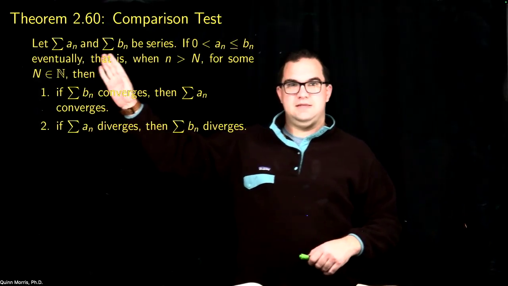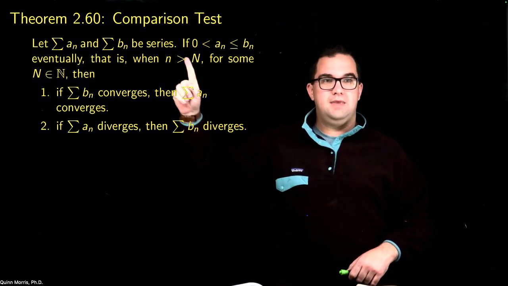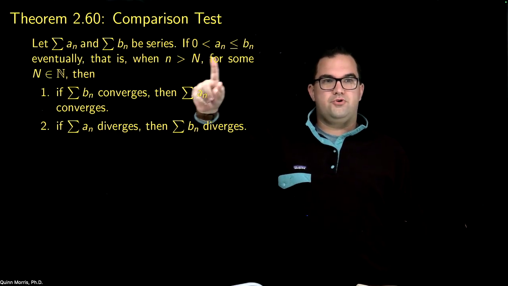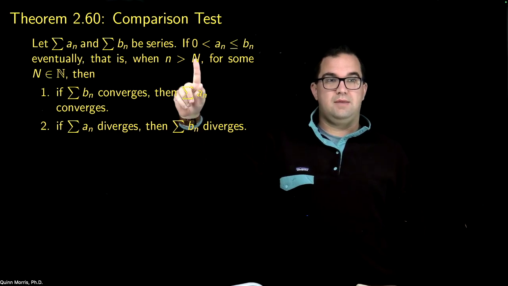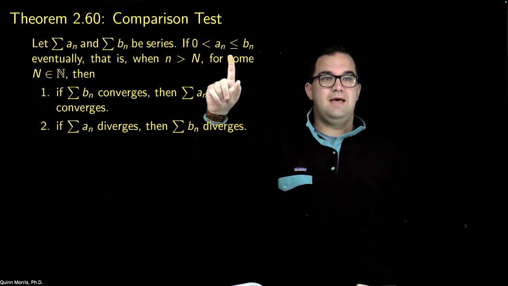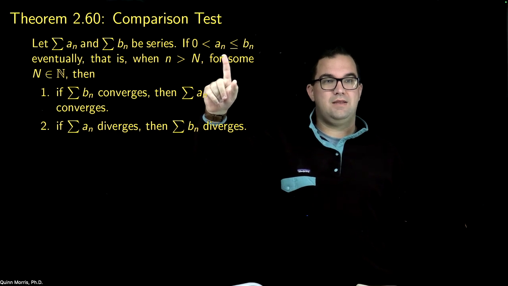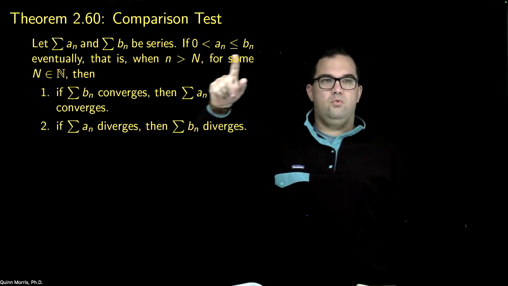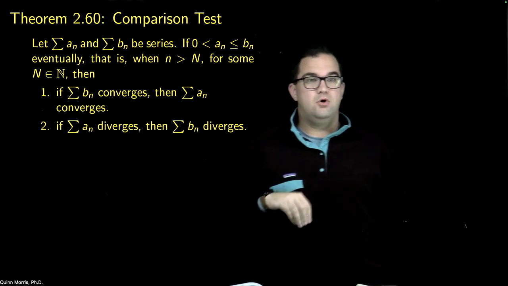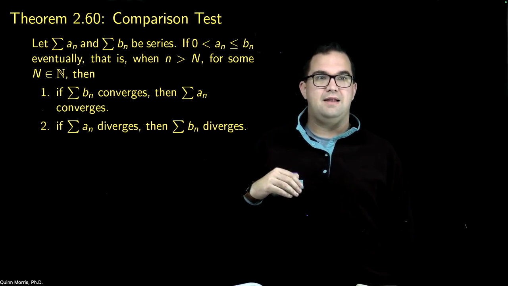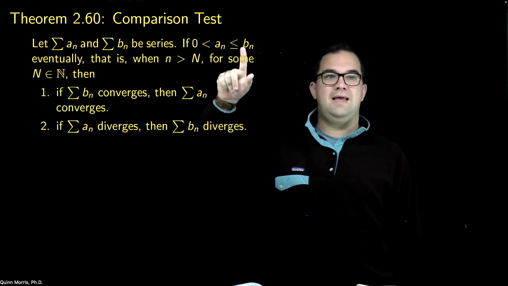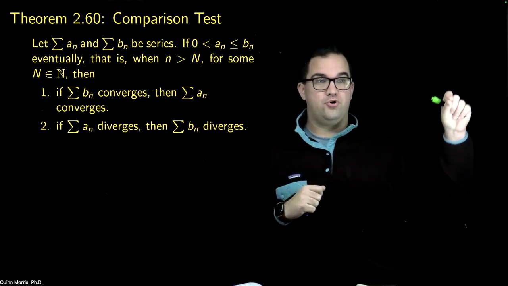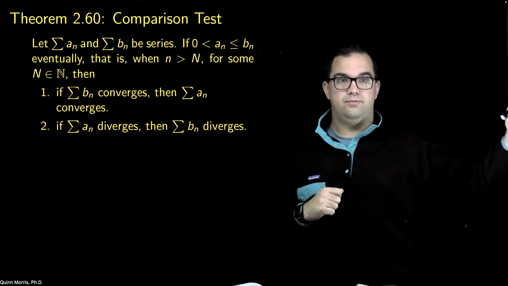Let the sum of the a_n and the sum of the b_n be series. This first condition is saying that each of the terms of your series, all the a_n and b_n, are strictly positive, and we're going to assume that the terms of your series a_n are less than or equal to the terms of your series b_n. Now, we're going to assume this holds eventually, which is to say that this holds for all little n beyond some capital N. So we don't need this to hold for every term. We just need it eventually to hold, okay?